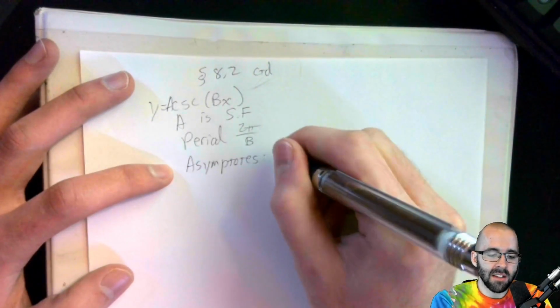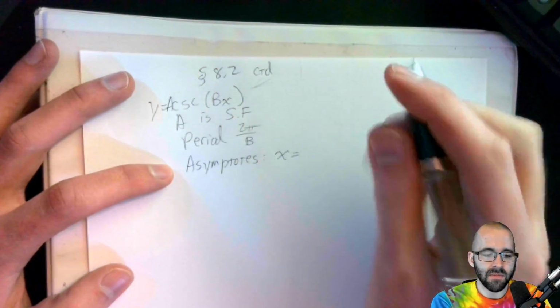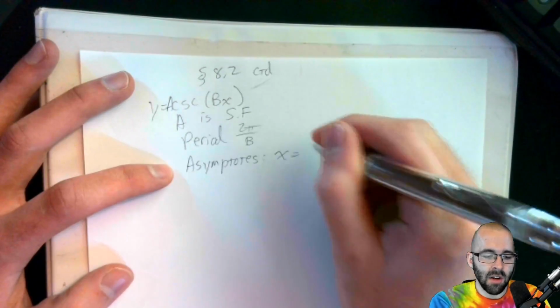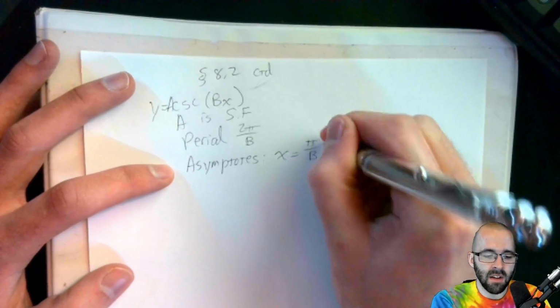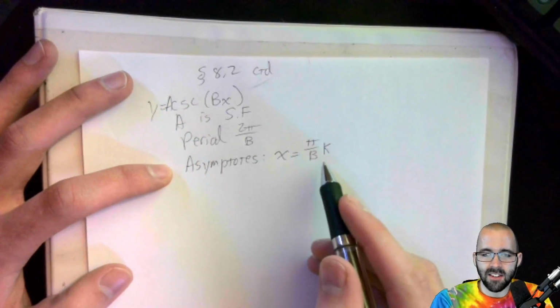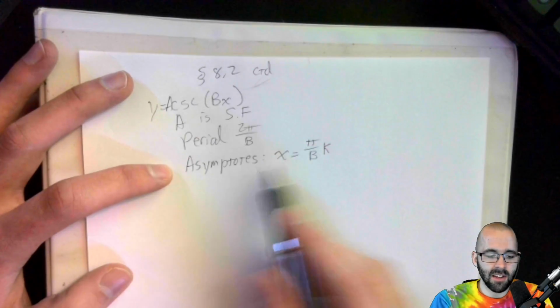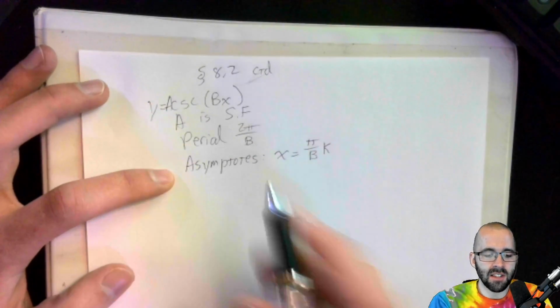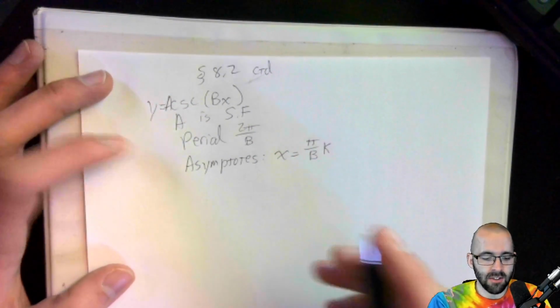So the asymptotes are going to be x equals essentially just half a period, which is going to be pi over b times k. So this should look a little familiar. This is actually the same as cotangent. The formula to find the asymptotes for cosecant is the same as for cotangent.